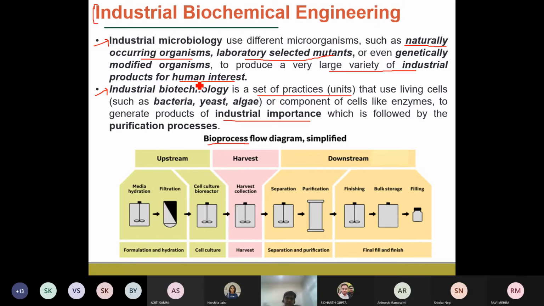So in this branch of engineering, industrial biotechnology, we select the set of unit operations that are required for the growth of the cells or microorganism as such. After they are grown in particular conditions, and once that microorganism has produced that biochemical, it is followed by purification processes, so that you get high purity and high yield of that targeted biochemical.